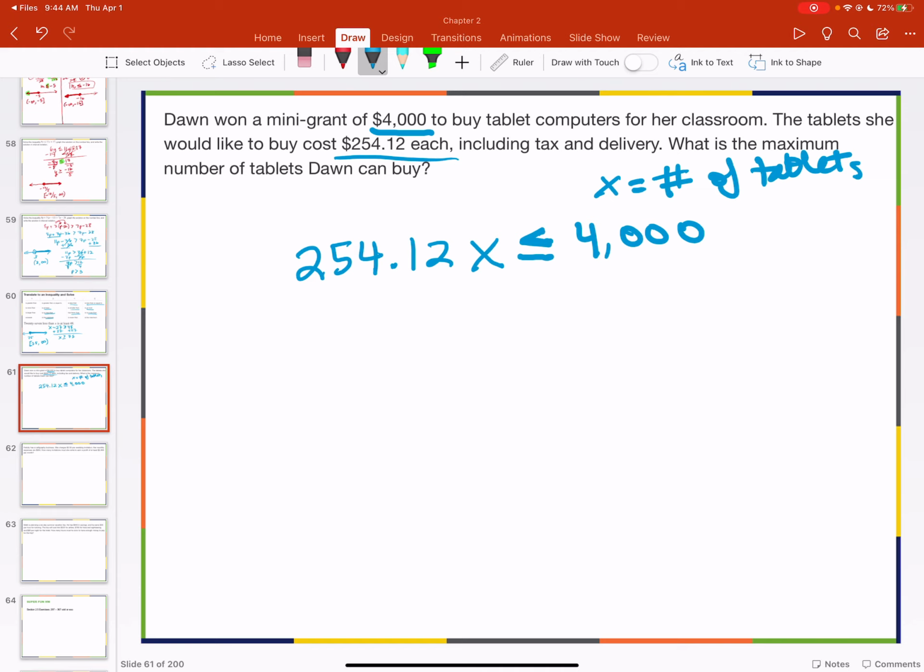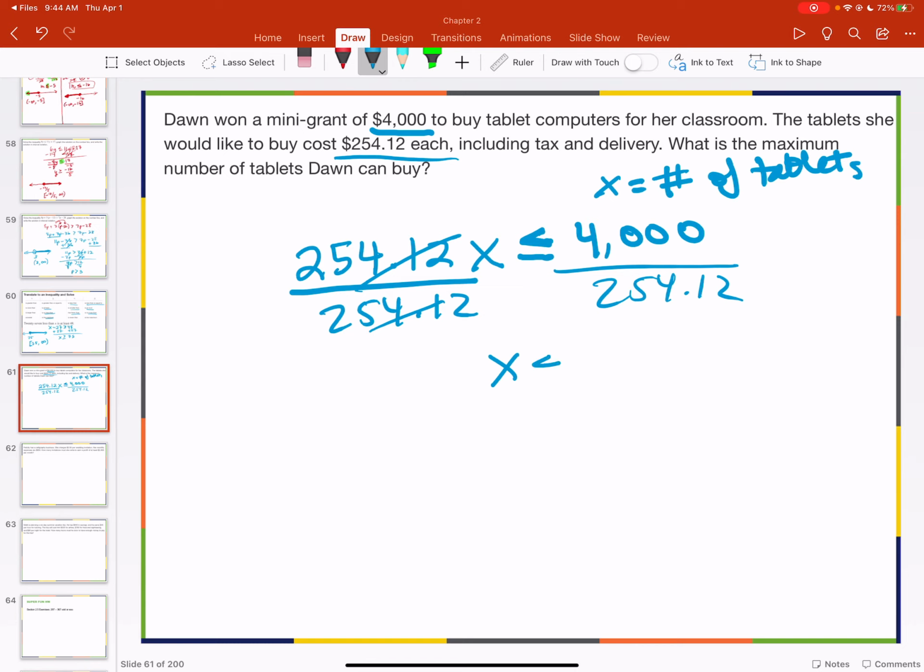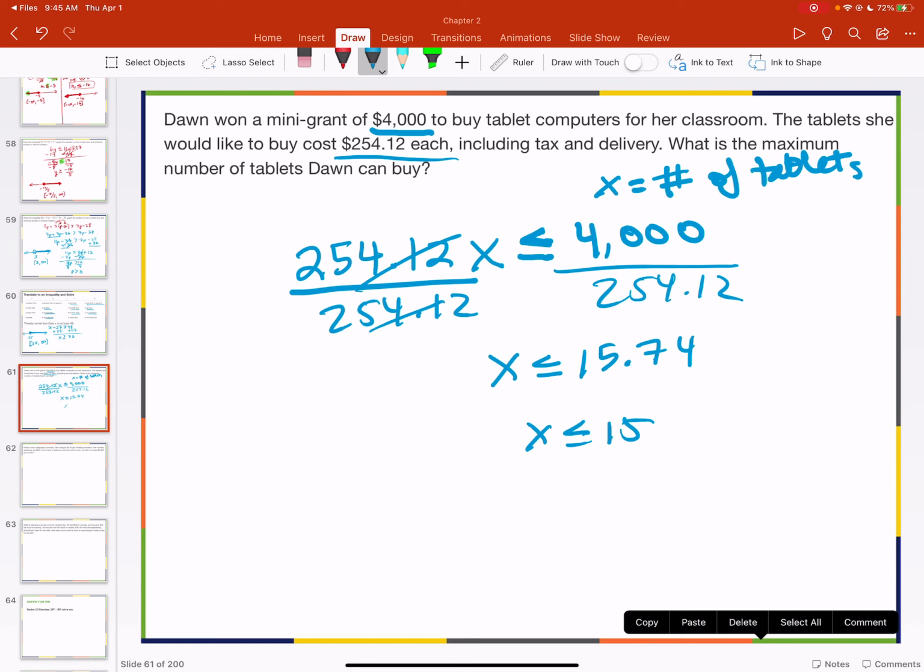Okay, so let's divide both sides by 254.12. Okay, and we get x is less than or equal to 15.74. But since x represents number of tablets, you can't buy a fraction of a tablet, so it has to be less than 15. Okay, so then to answer the question, you'd say that Dawn can buy a maximum of 15 tablets.